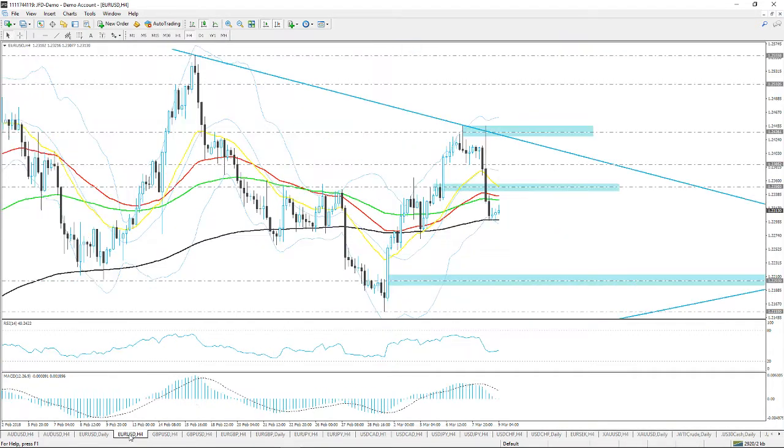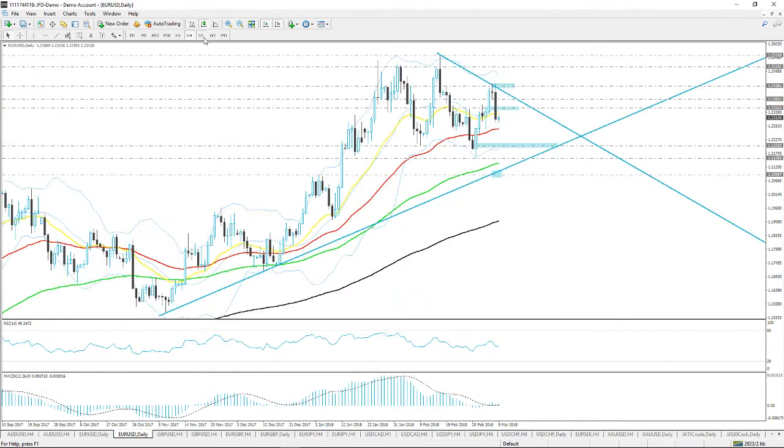Let's have a look at the Euro. Euro had a bad day yesterday. This is a 4-hour chart. Let's put it on daily. We can see this strong daily candle closing in the red, in the black here, but it's not looking good, to be honest.